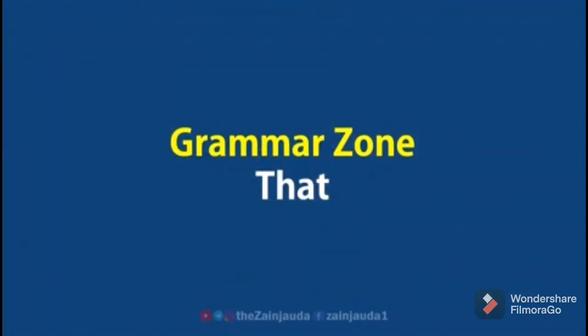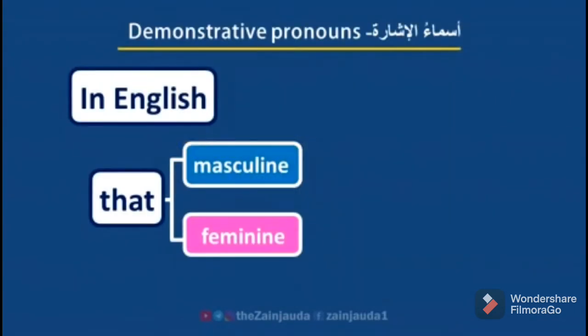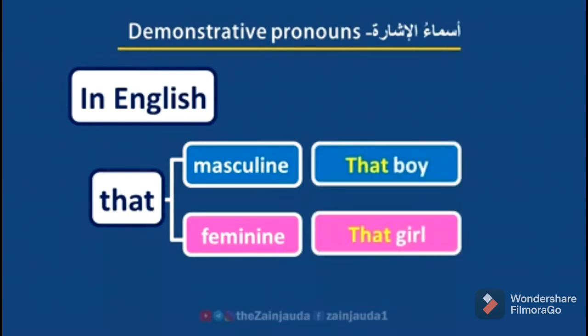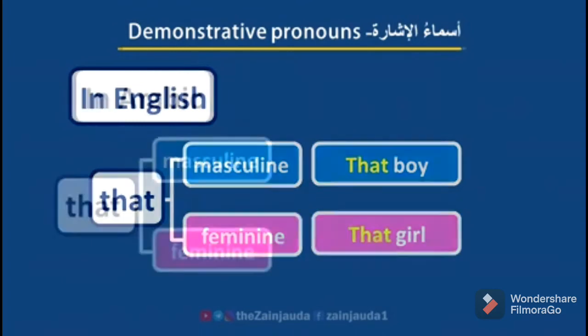Our grammar zone for today is about the demonstrative pronoun that. In English, the demonstrative pronoun that is the same for both masculine and feminine. Thus, when pointing at a boy, we say that boy, and at a girl, we say that girl. Now let's see how we say that in Arabic.